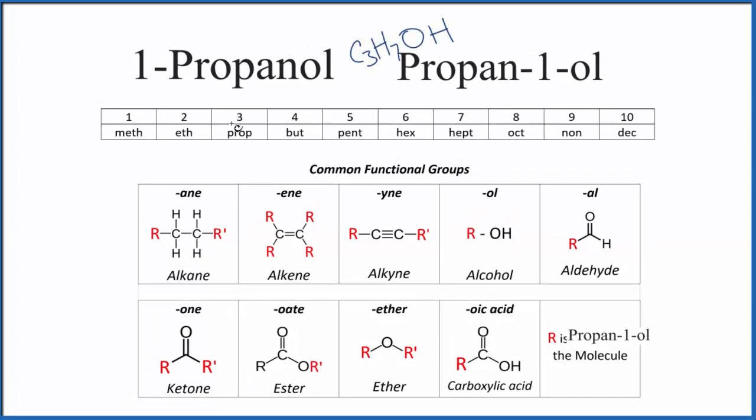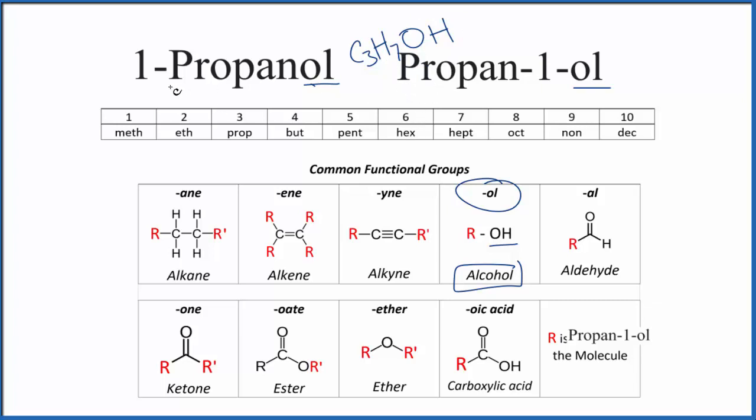C3H7OH. But the structural formula for 1-Propanol, that'll give us the arrangement of the atoms in 1-Propanol. So if we look at the name, we have OL at the end, both of these. When you see OL on the end, that's an alcohol. So we're going to have an OH group on one of the carbons. And that's why we put this OH here at the end to show that it's an alcohol.